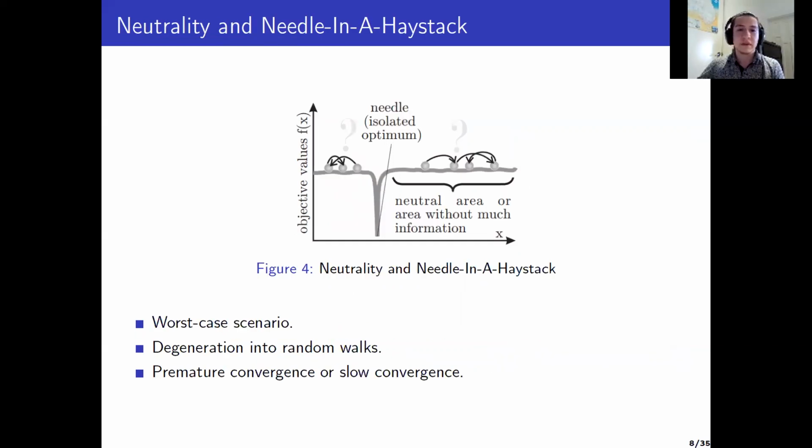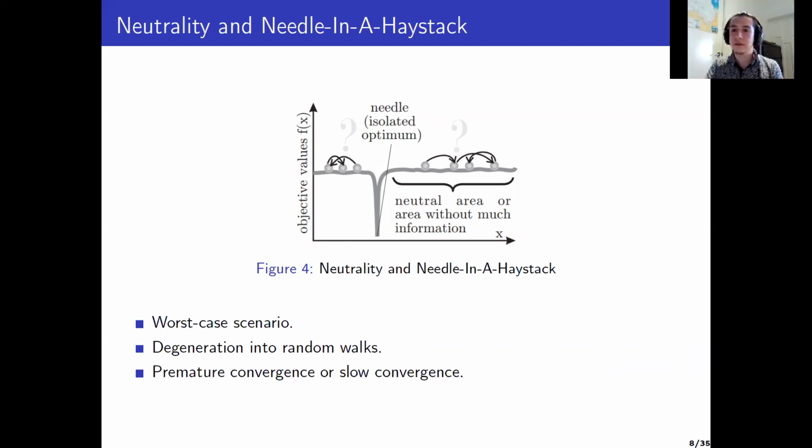And this is kind of a worst case scenario when we have neutrality and we have an optimal solution that is very isolated. So we are stuck in neutral areas or areas without much information, and then there is not enough information to make good next iterates. So these methods generate random walks, and then they might fall into premature convergence or slow convergence in order to find this global optimum.